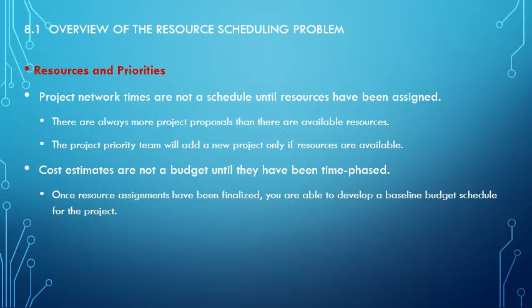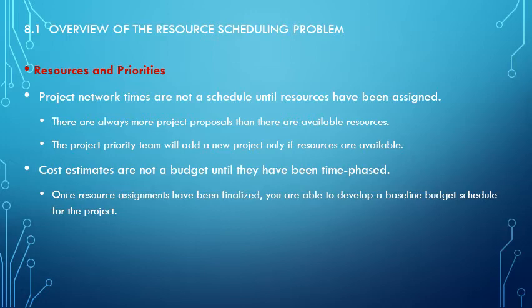Overview of resource scheduling problem. So resources and priorities. Project network times are not a schedule until resources have been assigned. There are always more project proposals available than resources, and so you can't put your network and timing together until you know there are resources to do the project. And the project priority team will only add new projects if the resources are available.